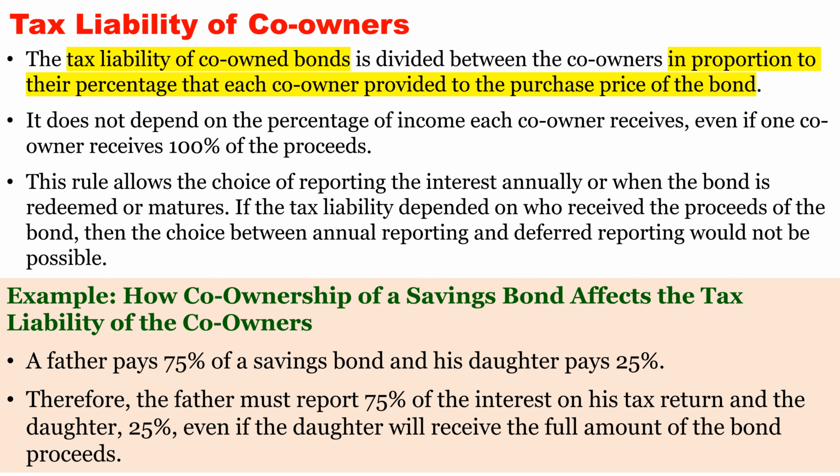Co-owners must pay any taxes on bond interest that is proportional to the amount of money they contributed to the purchase price. So if a father pays 75% of a savings bond and his daughter pays 25%, then he must pay 75% of the tax and she must pay 25%, even if she receives the entire proceeds. This rule allows the choice of reporting the interest annually or when the bond is redeemed or matures. If the tax liability depended on who received the proceeds of the bond, then a choice between annual reporting and deferred reporting would not be possible.